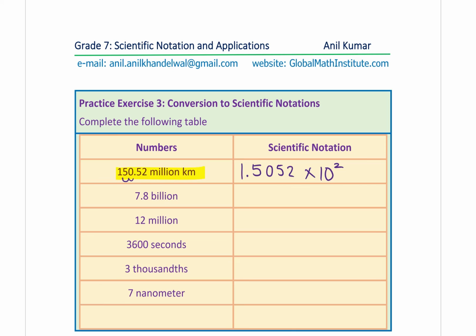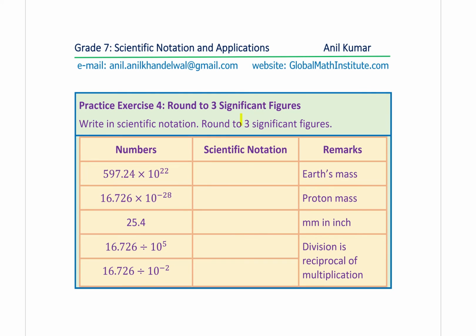Let's move on and take the next question, which is another practice test question for you. And this time you need to round your figures also. So we have the number 597.24 into 10 raised to the power 22. Now when we say round to 3 significant figures, what do we mean? We mean that only write the first 3 numbers in scientific notation. So you may have to round it. Do you understand? So in every case, you have to only write the three numbers.